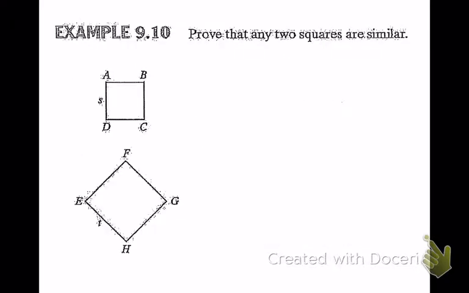Let's do an example. Prove that any two squares are similar. So we're going to say that we have this ABCD, and we're going to do a similitude to make it EFGH. We're going to say that the S corresponds with the T. We'll do it that way.